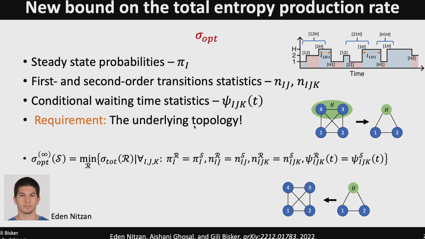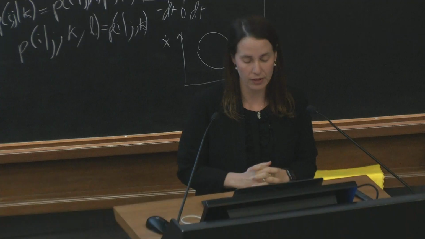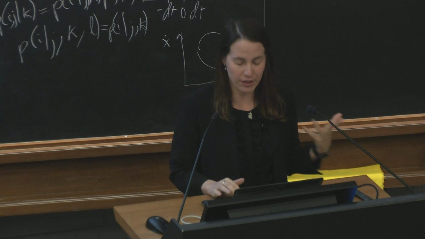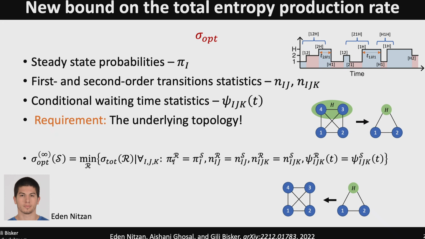So if I know the underlying topology, let's say this is the system that I observe, and I have some knowledge that this is, in fact, the underlying system, then I'm going to search over all the systems according to the topology, such that the observed statistics match the statistics of the system. So, Gili, yes. By topology, you mean the number of states and the connections? Yes, the number of states and the connectivity, precisely. Okay, so I look over all the systems that look like this, such that the observed first order transition rate, second order transition rate, and steady state probability distribution are equal, and also the same waiting time distribution. So this is a lot to ask, okay? And of course, this gives me a lower bound on the total entropy production. And I called it sigma optimal infinity.